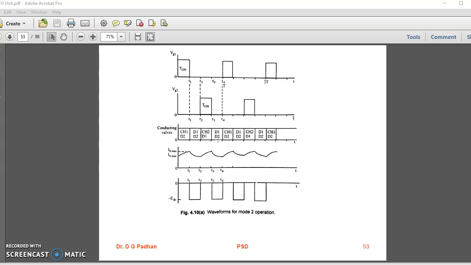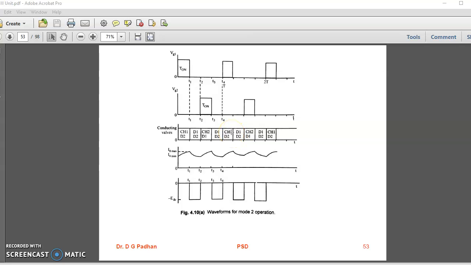The current flows through chopper 2 and diode D1. The induced EMF in the armature, EB, forces the current to increase from minimum value to maximum value. So when chopper 2 and the diode are conducting, the current is increasing from minimum value to maximum value. At t equal to t3, chopper 2 goes to off state.